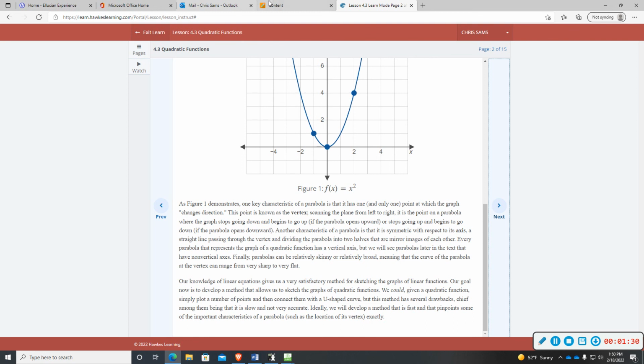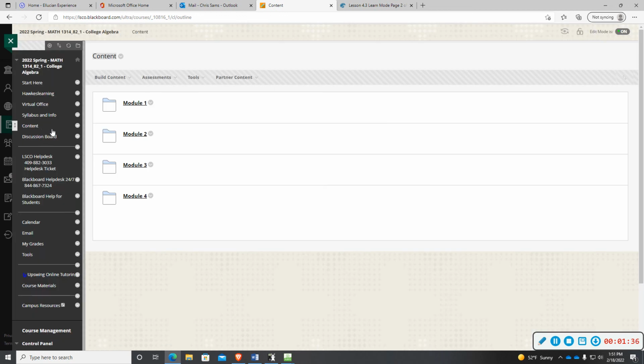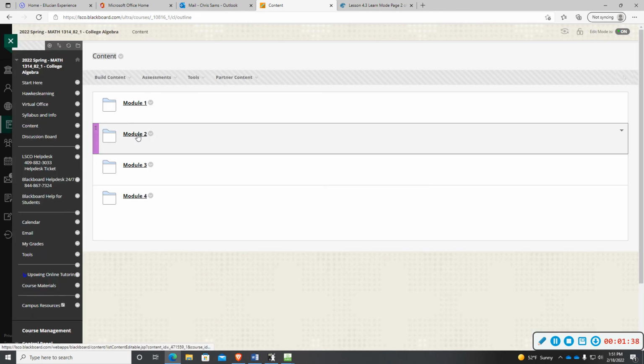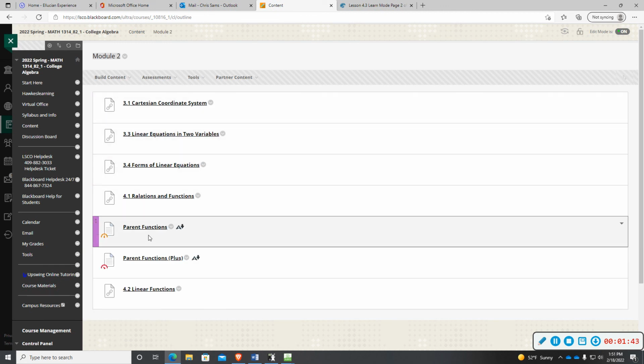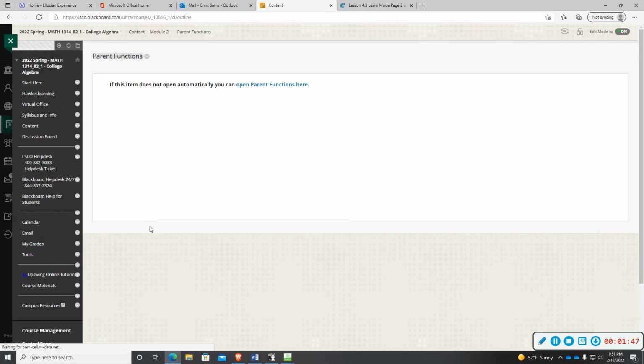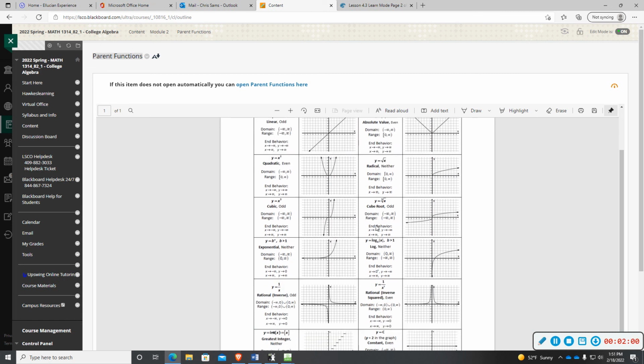Now, I did mention in a previous video that I would give you guys some parent functions and graphs. So if you come over to Blackboard in our course, go to Module 2, and then right below 4.1 you have 2 PDFs. So these are both easily found online if you just look for parent function graphs. So these are all the parent functions that you want to be familiar with in college algebra. Here is the quadratic, and it tells you some properties of these parent functions.